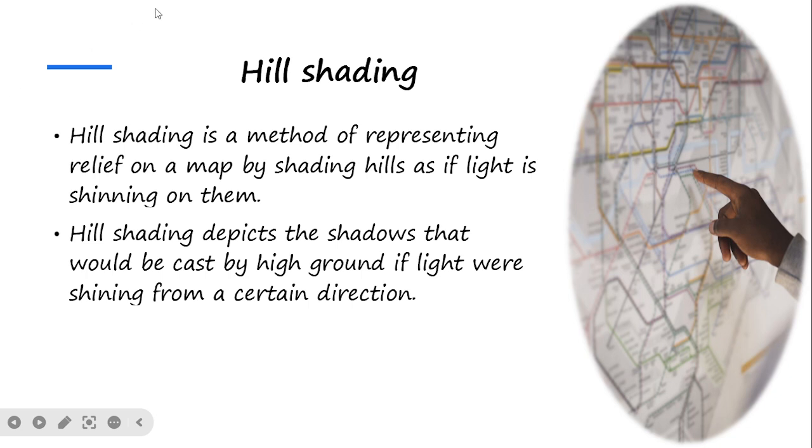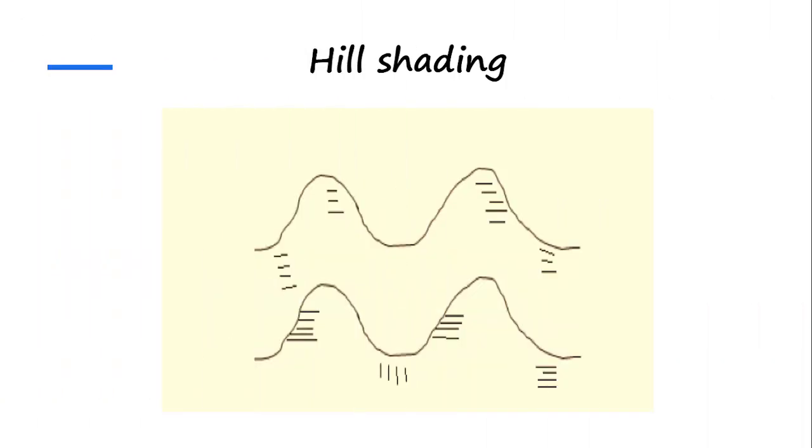Hill shading depicts the shadows that would be cast by high ground if light were shining from a certain direction. So that's what they are. Here is how you can see the hill shading specifically on the topographical map. This is the illustration of how you can see it in the topographical map, hill shading.